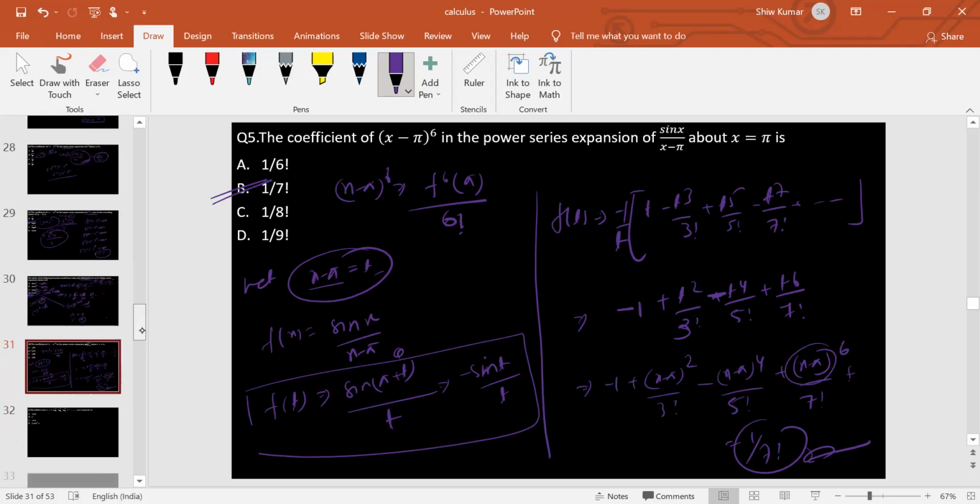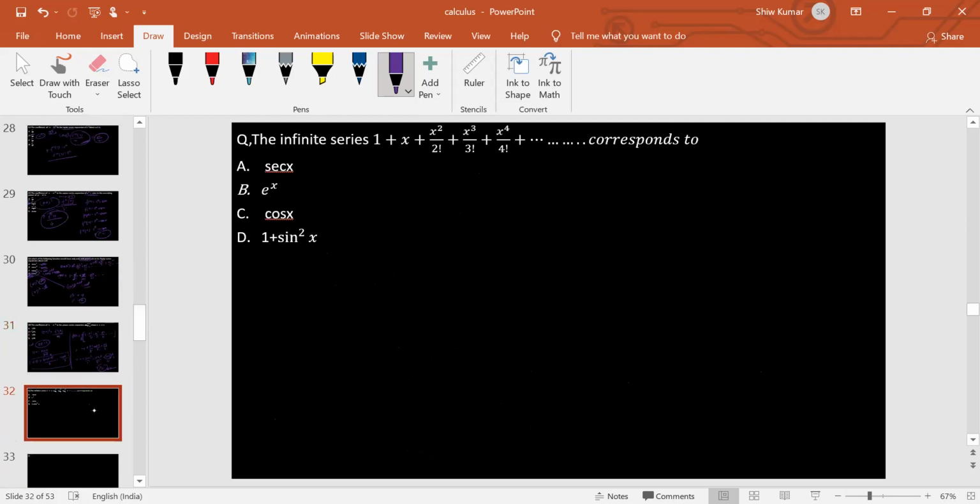Clear? So these are the questions on Taylor series. One more question is given: the infinite series 1 plus x plus x square by 2 factorial plus x cube by 3 factorial plus x to power 4 by 4 factorial corresponds to which function? I can say that obviously it's e raised to x. Now you have to do problems based on that. You do more and more questions, your concept will get clear. Take all the previous year question papers based on Taylor and Maclaurin series and try to solve them. Always they will ask the question from the Maclaurin series, about x equal to 0.